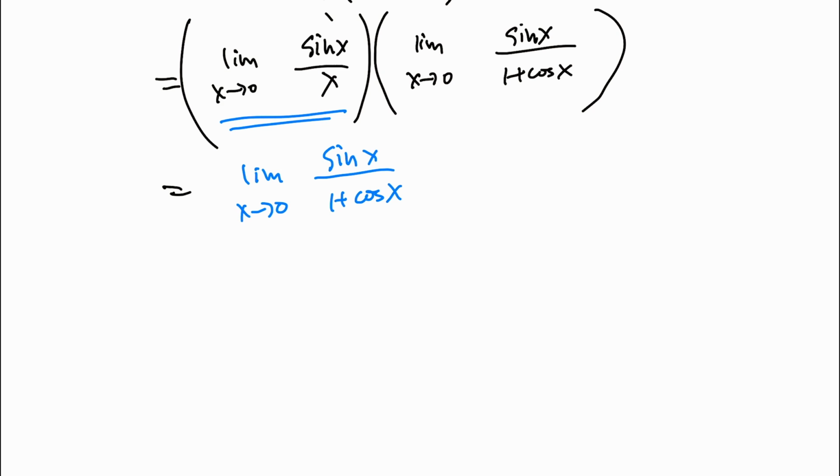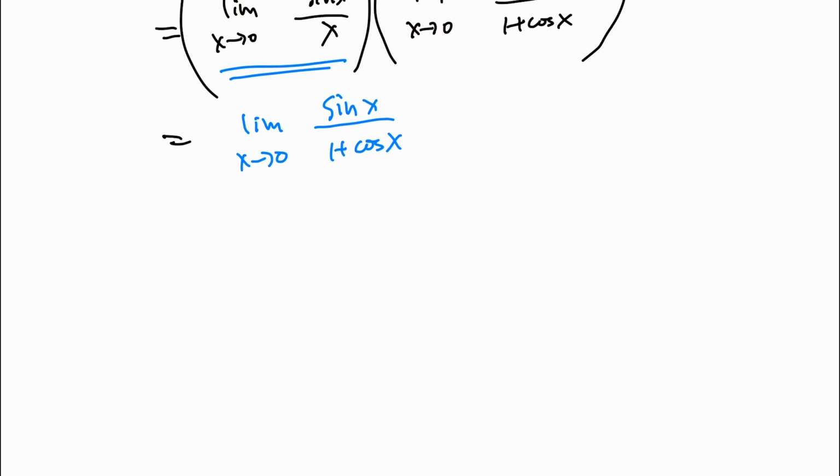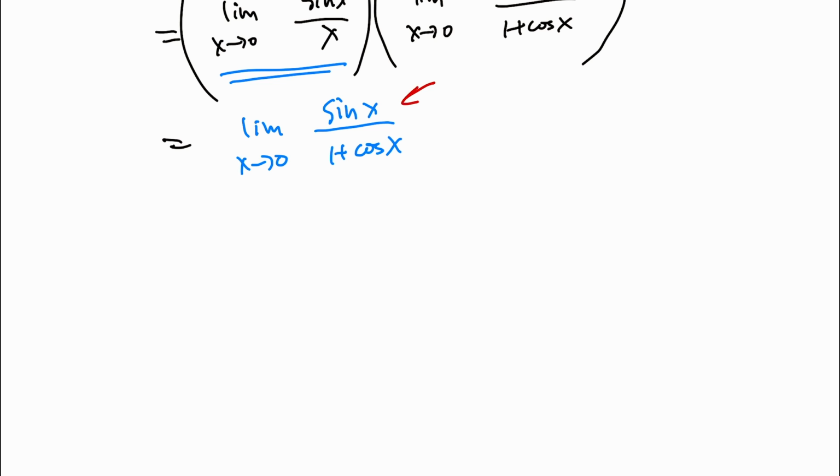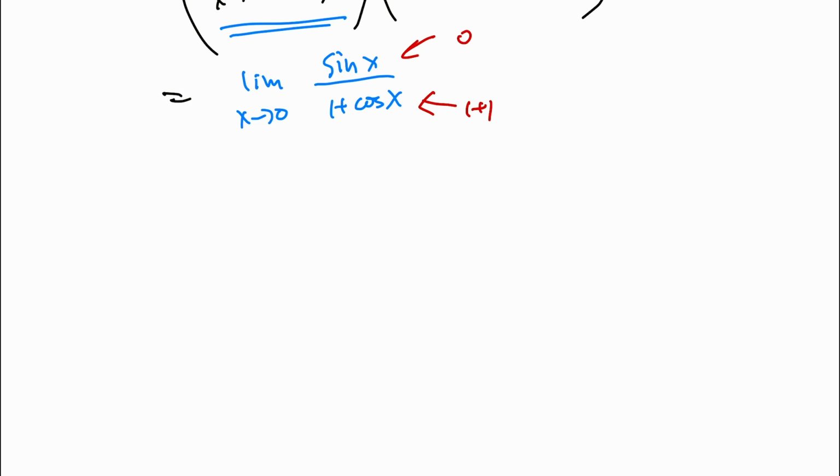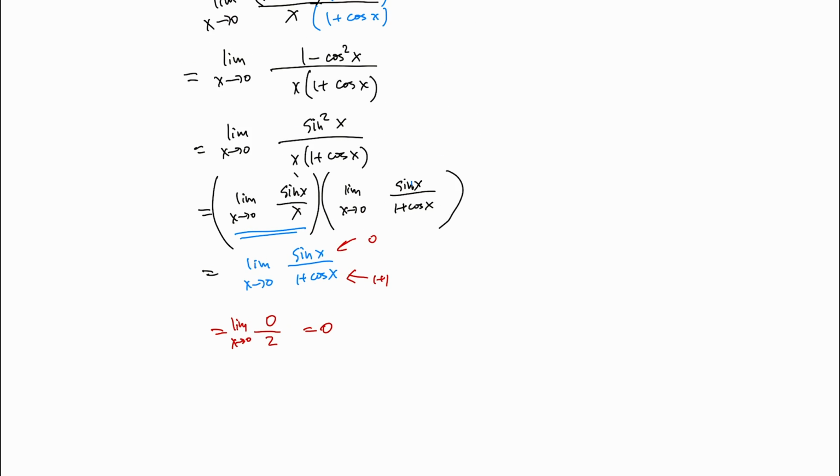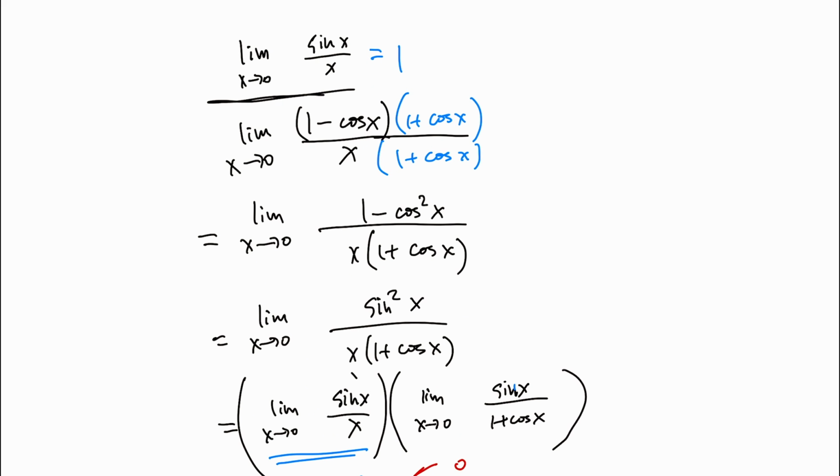However, if you notice, this is not an undetermined form, because sine x is equal to 0 as x approaches 0, and cosine x, just think of it as x equal to 0, is 1. So the denominator is 1 plus 1, and that would be 0 over 2 as the limit approaches 0. That's just going to be equal to 0. So now we have our identity: this is equal to 0.